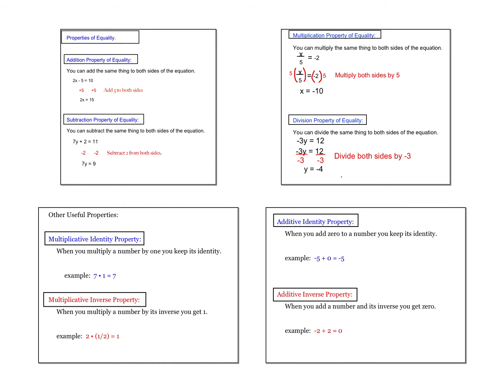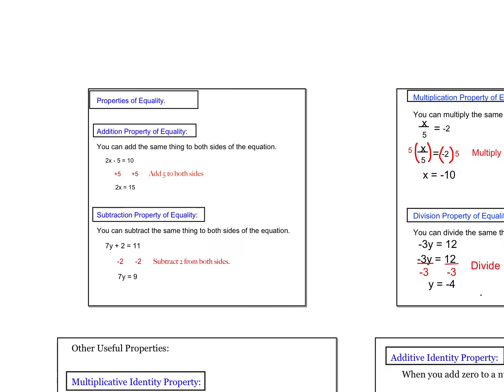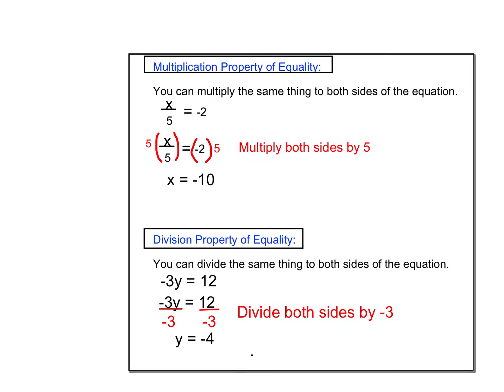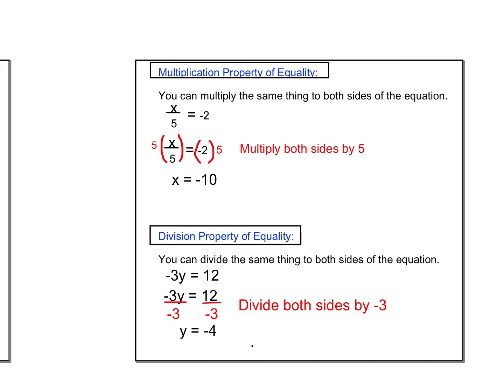Let's go to properties of equality. The addition property of equality says you can add the same thing to both sides. Subtraction property of equality, you can subtract the same thing from both sides. Multiplication property of equality, you can multiply the same thing on both sides. And division property, you can divide the same thing on both sides. You don't change the value of the equation by doing that to both sides of the equation.